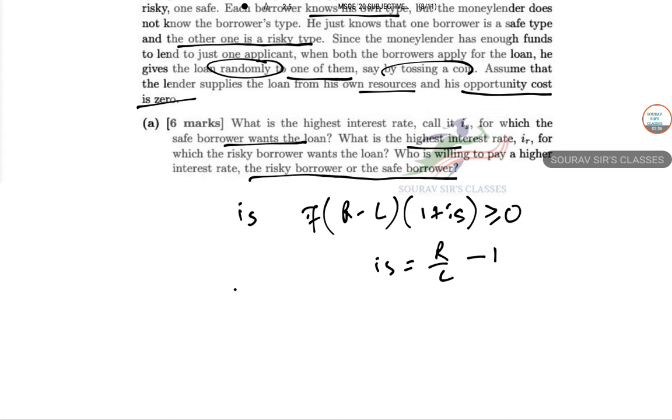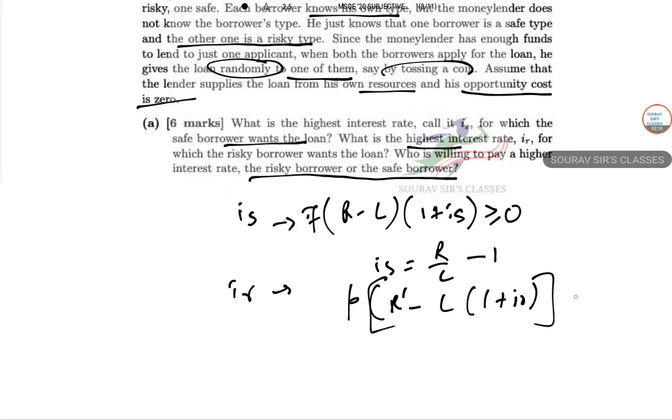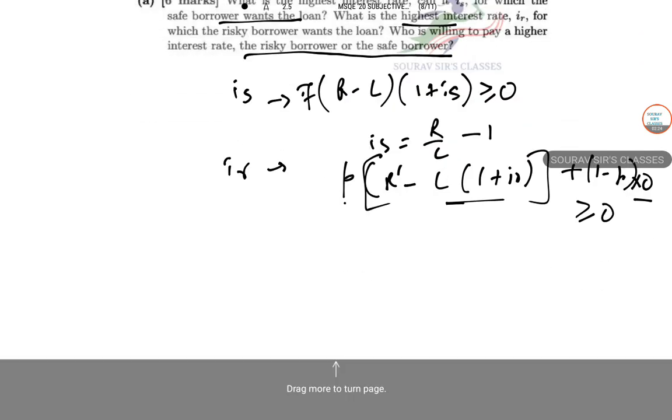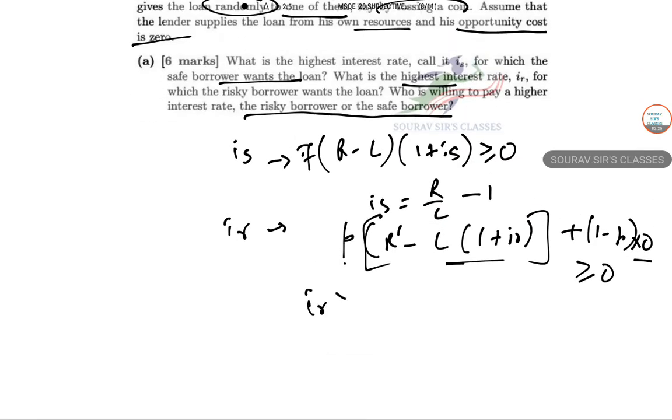The risky borrower borrows, IR's case: with probability P, return R dash minus L into (1 plus IR), plus 1 minus P, so two scenarios, this return and return 0. This is greater than or equal to 0, then only he will proceed, which gives IR greater than or equal to R dash by L minus 1. Since R dash is greater than R, the risky borrower is willing to pay the higher interest rate. So obviously the risky borrower pays higher.